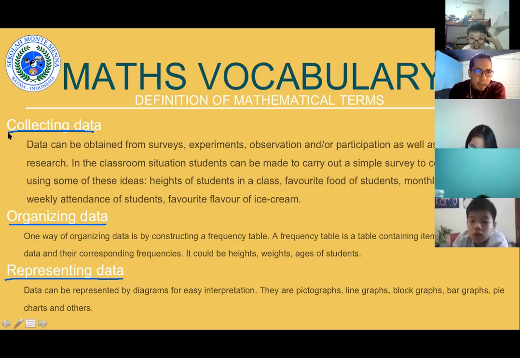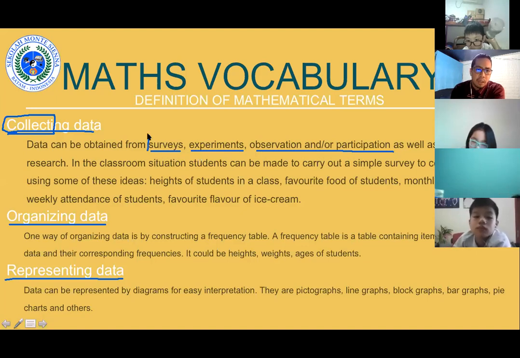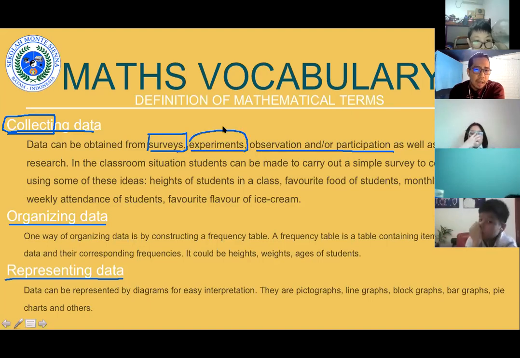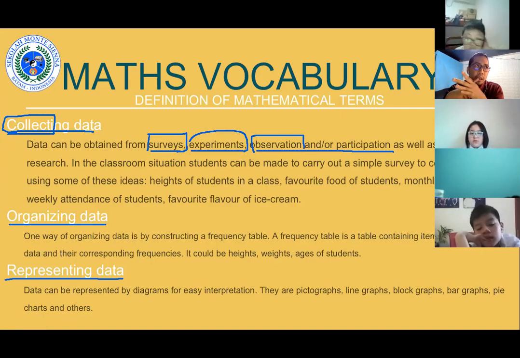From the word collect, it means you can obtain it through survey, experiments, observation, and or participation. Example of survey, if I ask you, let's say, who among you printed the PPT file from Class Dojo? Or let's say I ask you, who among you watched the video in advance and did the Cornell note taking? That is survey. And then experiments, you can do this in laboratories for science. And then observation, let's say from Monday, Tuesday, Wednesday, Thursday, Friday, identify the weather, whether it's sunny, is it raining in Batam, or it's cloudy. So that is observation.